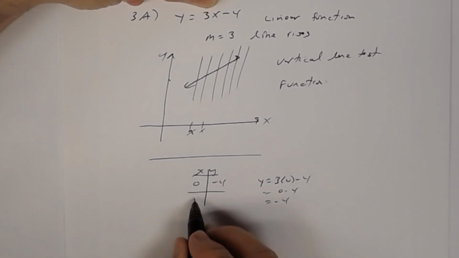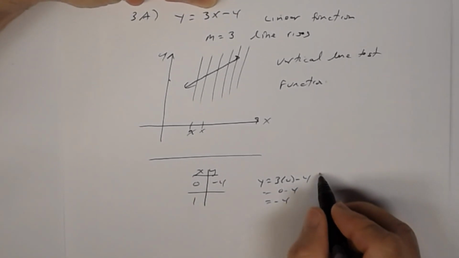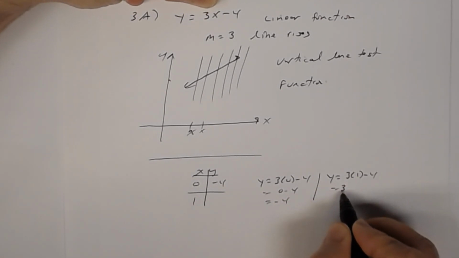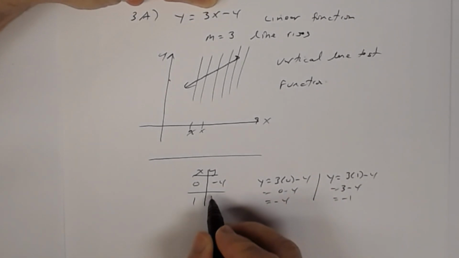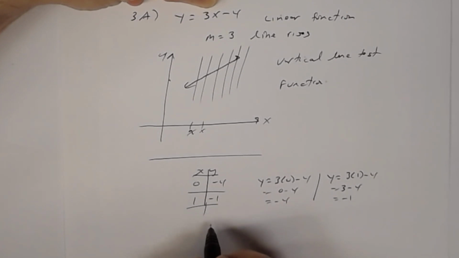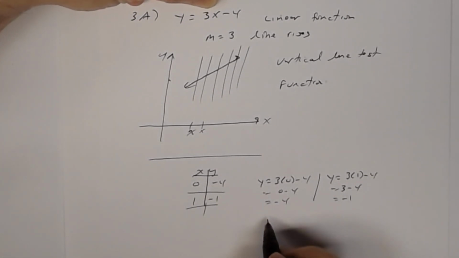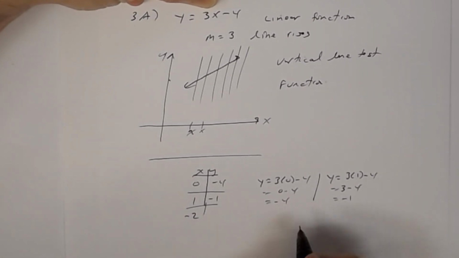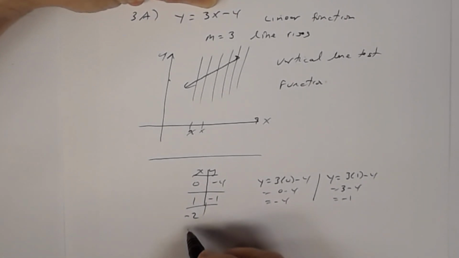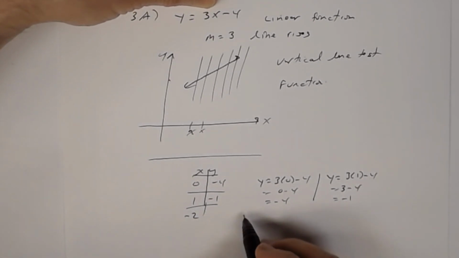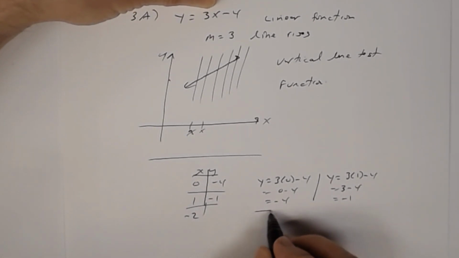All right, let's do a few more. When x is 1, I get y equals 3 times 1 minus 4. So that's 3 minus 4, which is a negative 1. So when x is 1, my y value is negative 1. So far that satisfies the definition of function. When x is, let's say, negative 2, just put any number you want right here. I'm using integers rather than decimals. You can use any real number, but integers make the process easier.